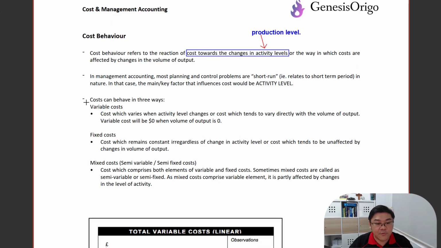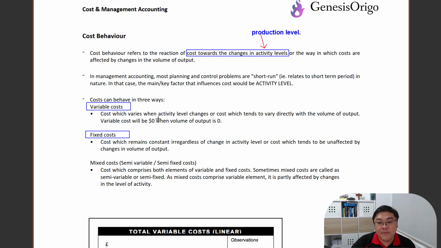Now, we're going to start with the two ways first. One we call a variable cost, and the other one is called a fixed cost. The name itself is quite easy for us to understand. Why do you call a cost a variable cost? Because it varies. And why would you call a cost a fixed cost? Because it's fixed.